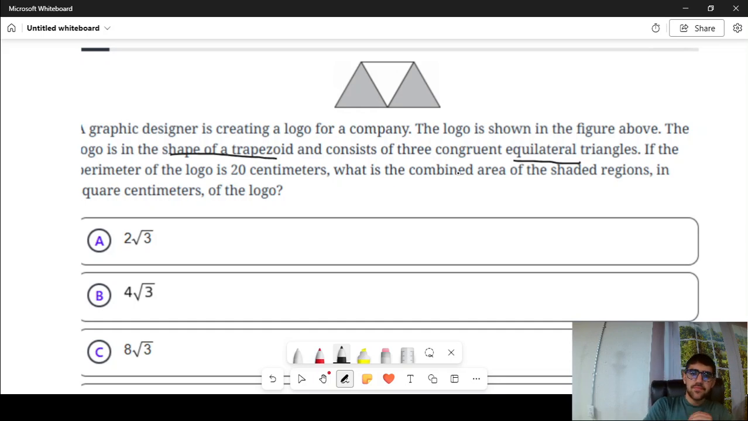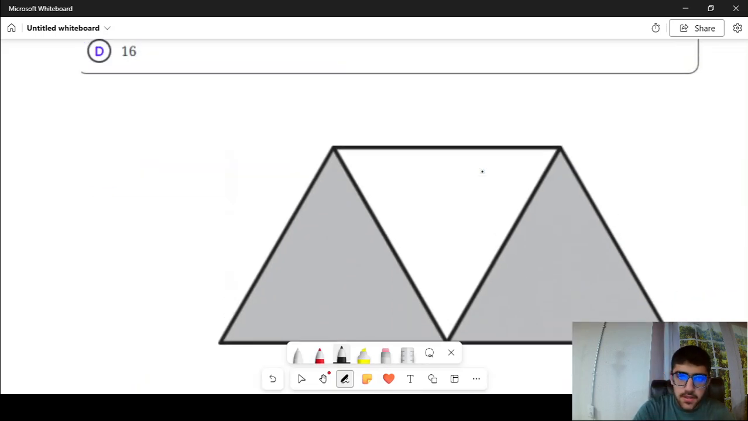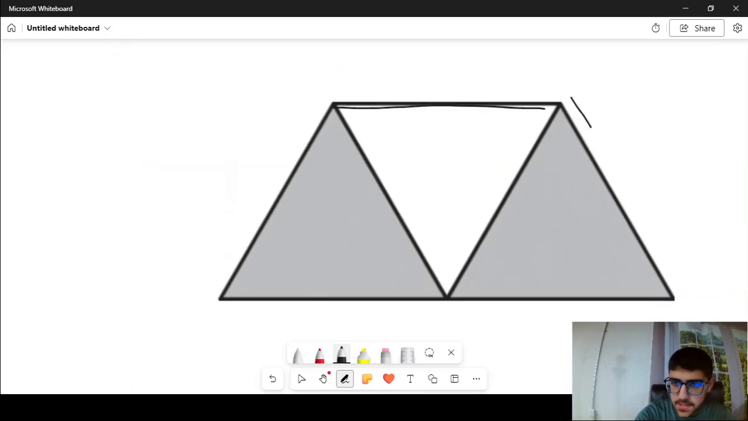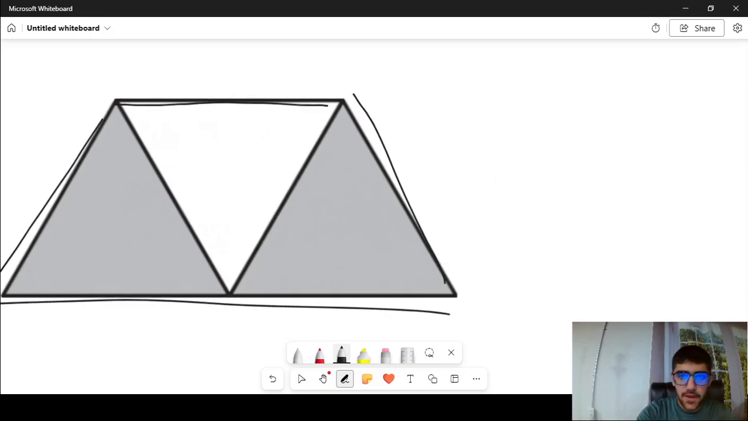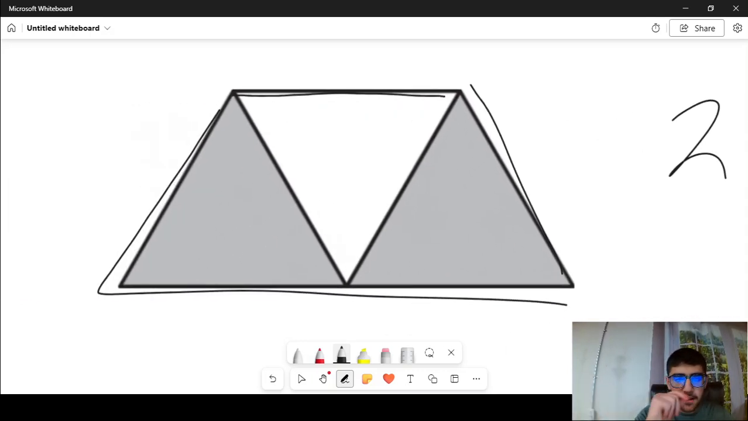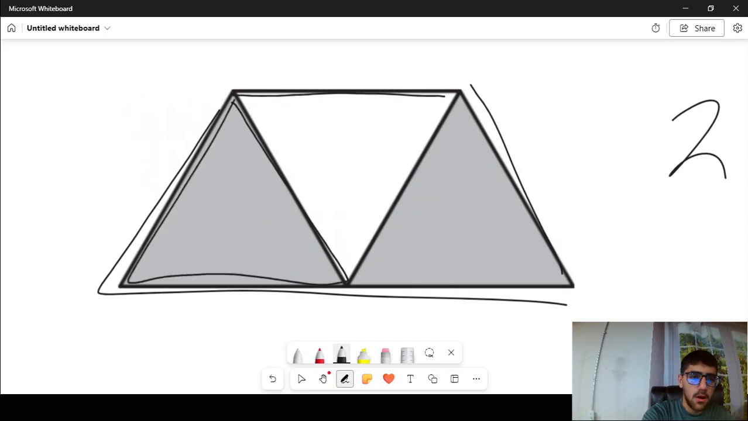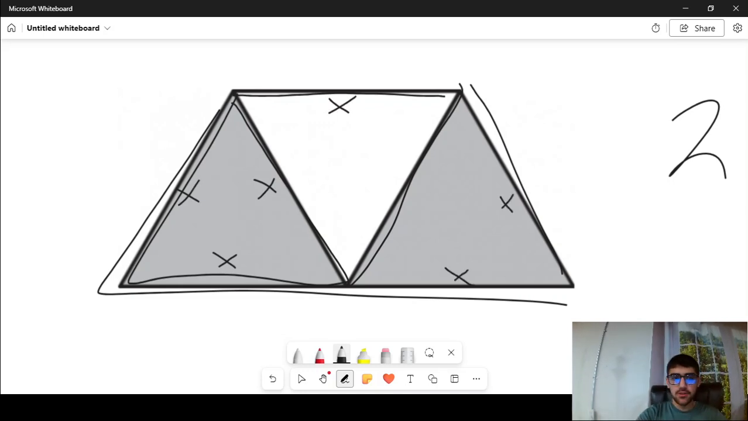Okay. So the perimeter of the logo is 20 centimeters. So the perimeter of the trapezoid is 20. That is what we know. What is the combined area of the shaded region in square centimeters of the logo? So I know that if you add the sides, you get 20. I also know that all the sides in the triangles are equal. So this one is equal to x, this one's equal to x, this one's equal to x, and so on. So I can make an equation using the perimeter.